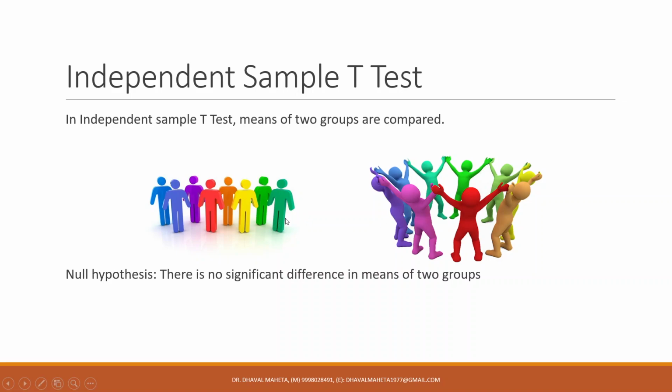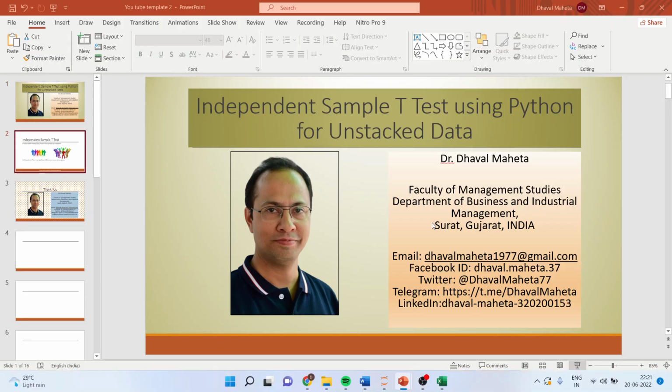The null hypothesis is there is no significant difference in means of two groups. Basically, we are comparing the means of two groups, that is mean of section A with mean of section B, mean of process A with mean of process B, mean of department A with department B. There are only two groups for comparison. Now after this, we will have to understand the concept of stacked and unstacked data.